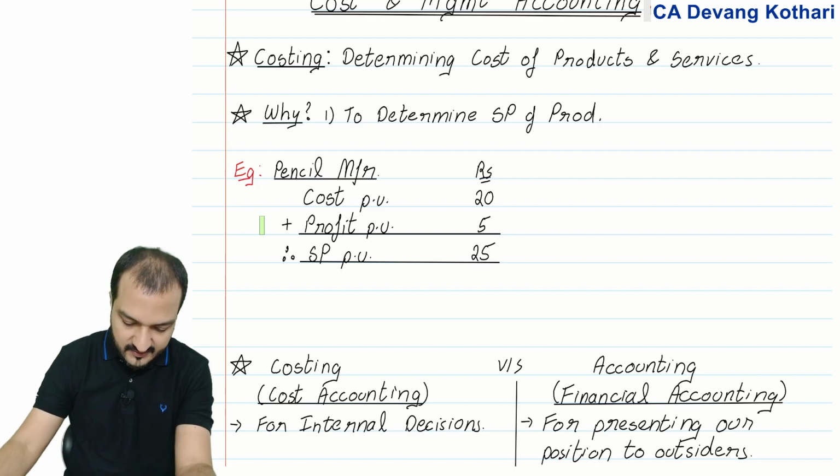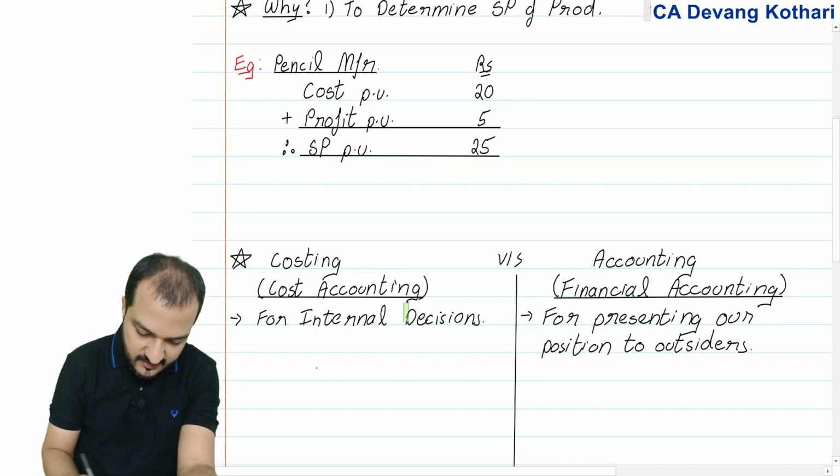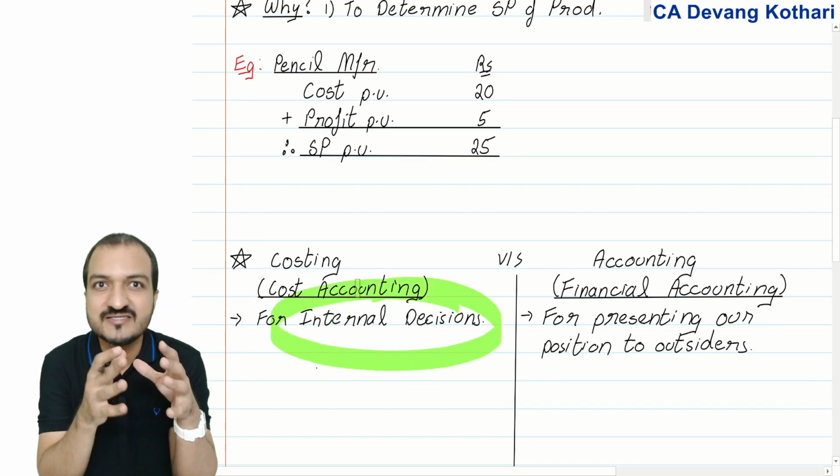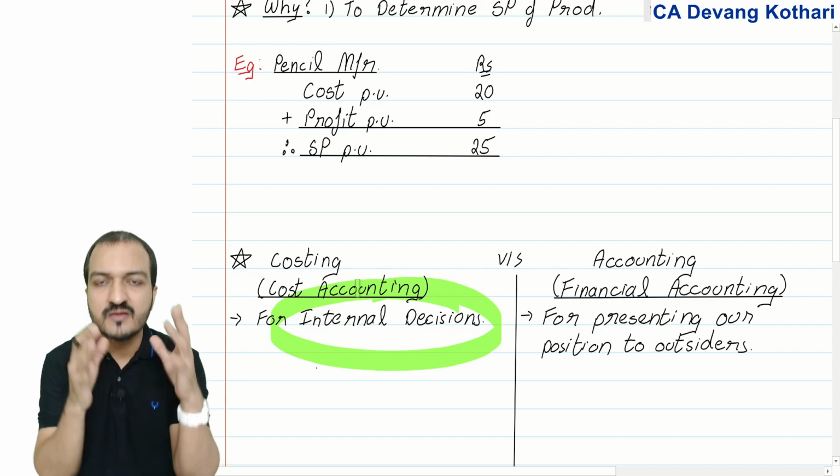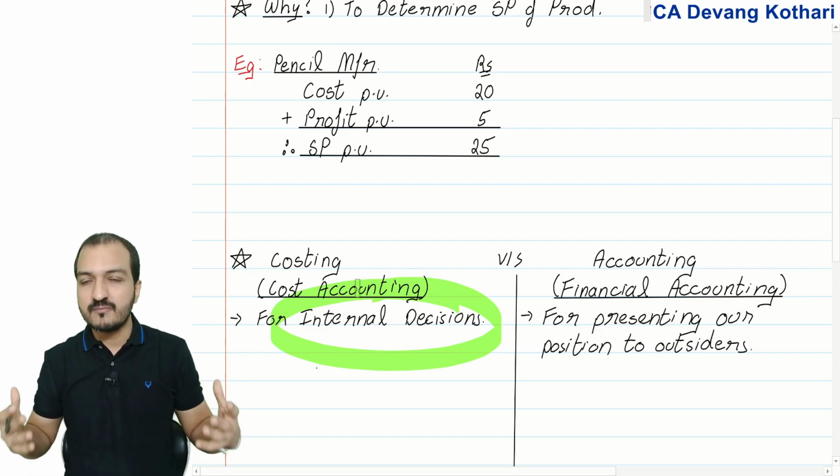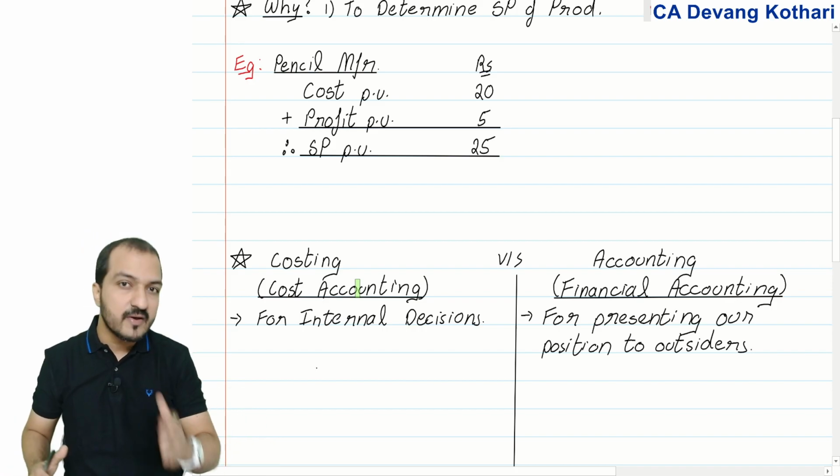It has to be done at the beginning of the year. See, you told me that these cost calculations are done for internal decision making. Now, don't you think that before starting your production, you should have estimated selling price?